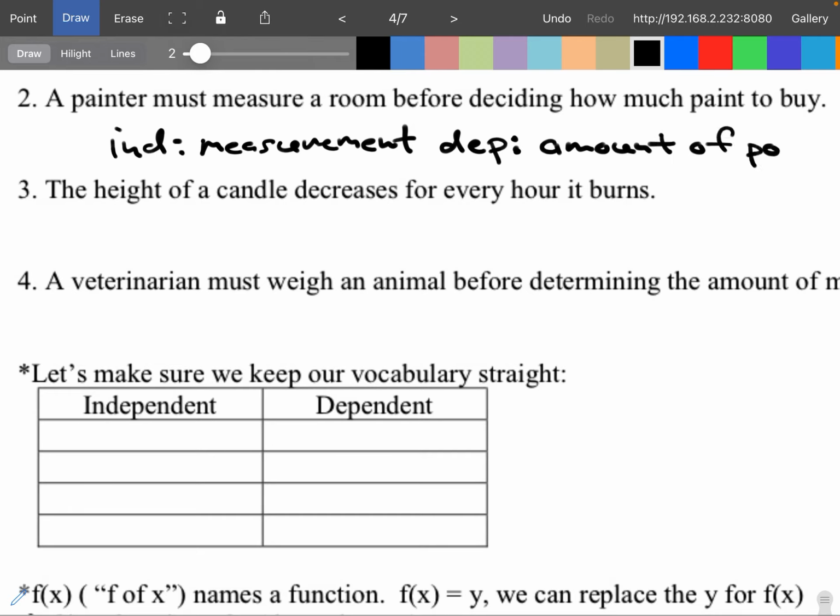So this is going to be the measurement, or the measurements of the room. And the dependent would be the amount of paint. And again, that's because the amount of paint you buy depends on the measurements.